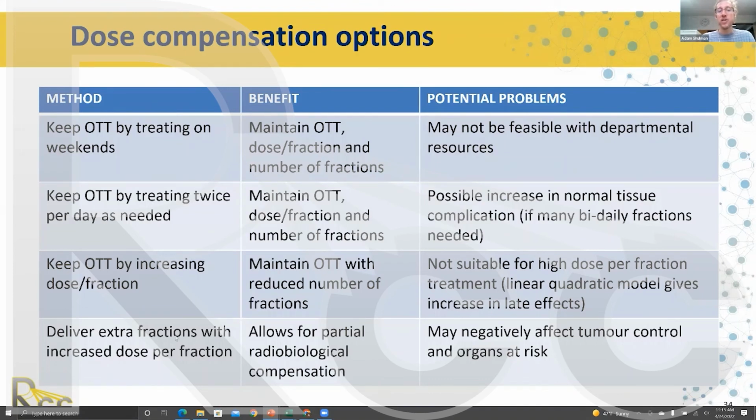Or you could deliver extra fractions with increased dose per fraction at the end of treatment. This allows for partial radiobiological compensation, but still every additional fraction you add just adds dose to your organs at risk. So you have to be careful.